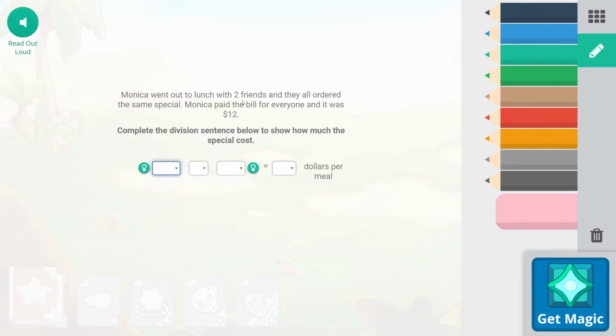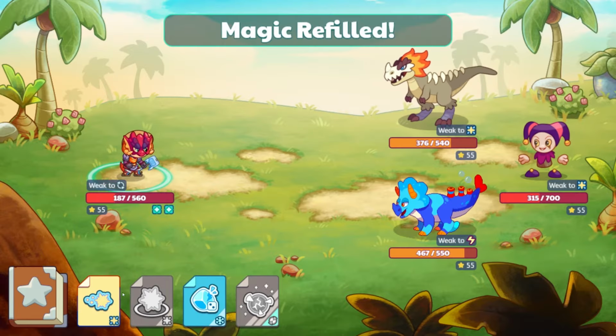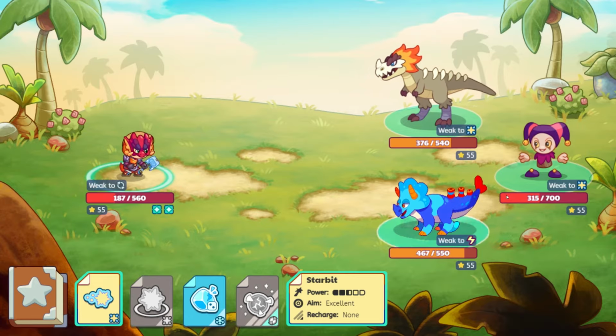So Monica, the bill was $12 for everyone. She went out to lunch with 2 friends, which means there are 3 people, and each person would have paid $4. 3 times 4 is 12. We can multiply backwards to double check our work.